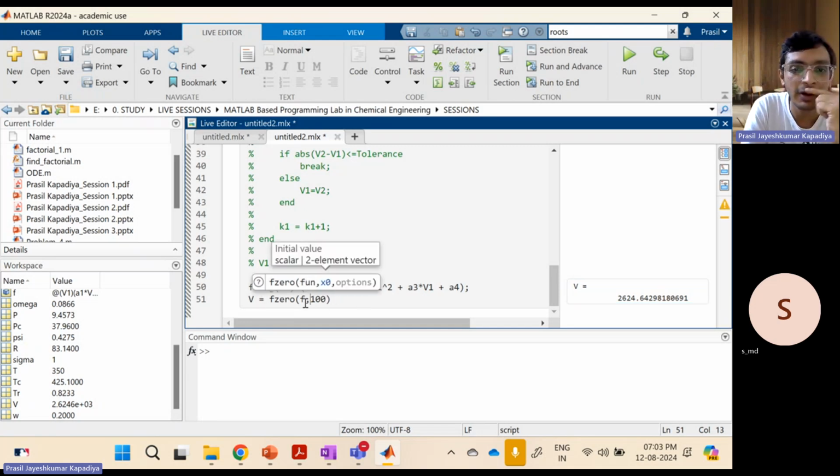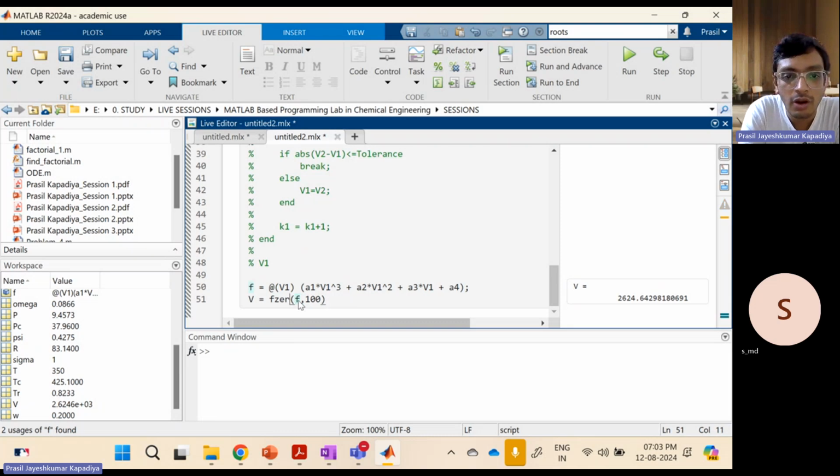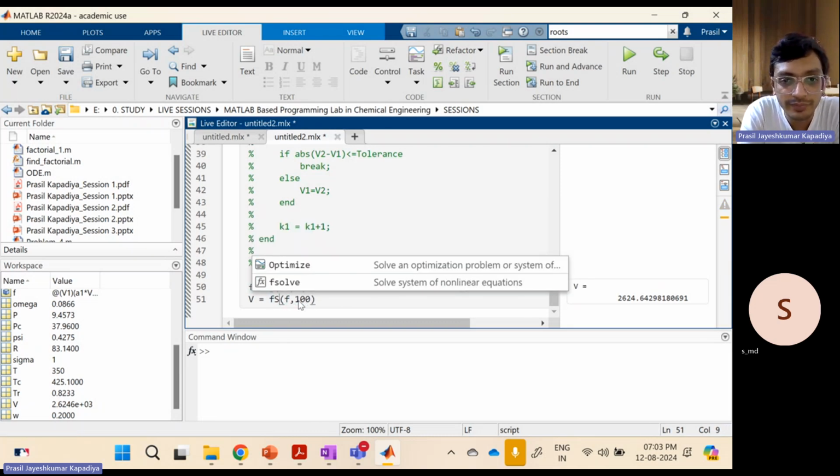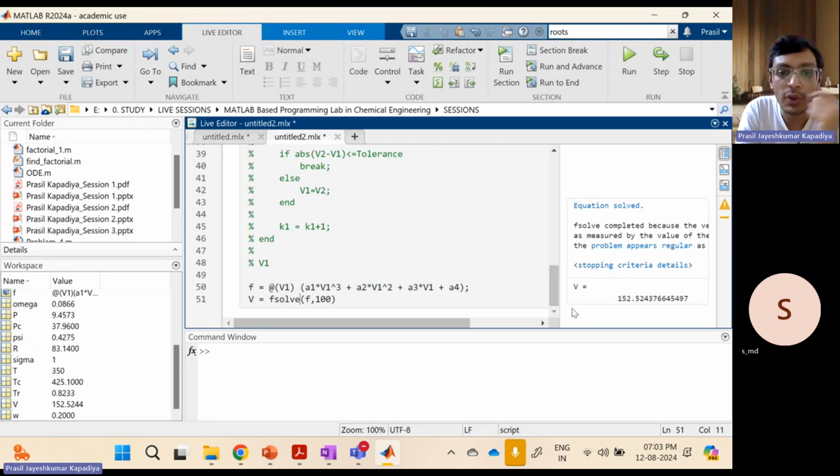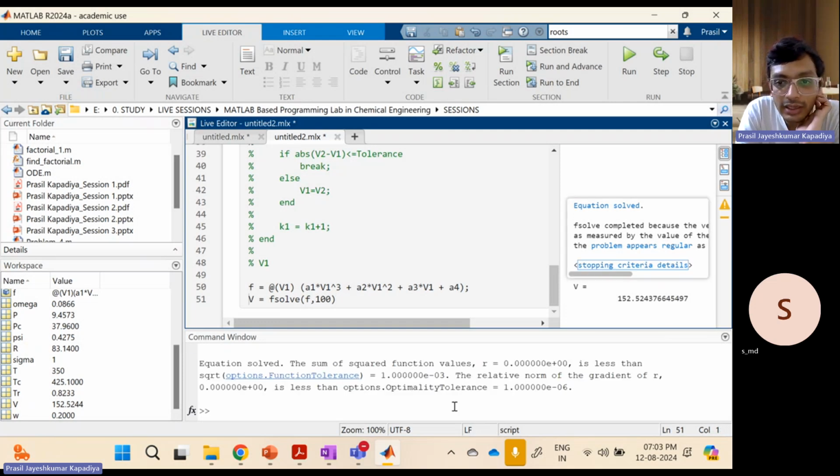Similar way, nothing different. If I now write fsolve, only the method is different. So I will run it. Okay, it gave the liquid root because my initial guess is 100. It gave 152 and it stopped at 1 into 10 raised to minus 3. Okay, so another method to solve this is roots.